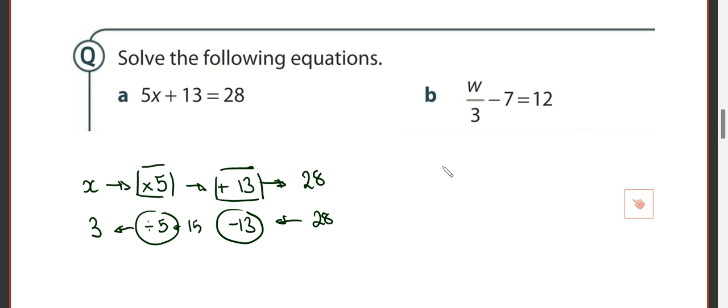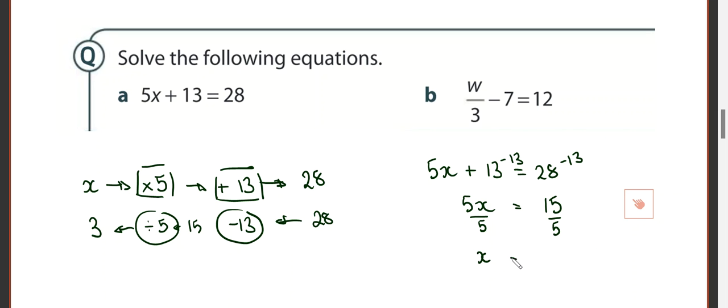Okay? So if I was to write that in a different way, 5x plus 13 equals 28, I would subtract the 13 first, because I know that that was the thing that was done last. So then it becomes 5x equals 15. We then divide both sides by 5 to find out that x equals 3.